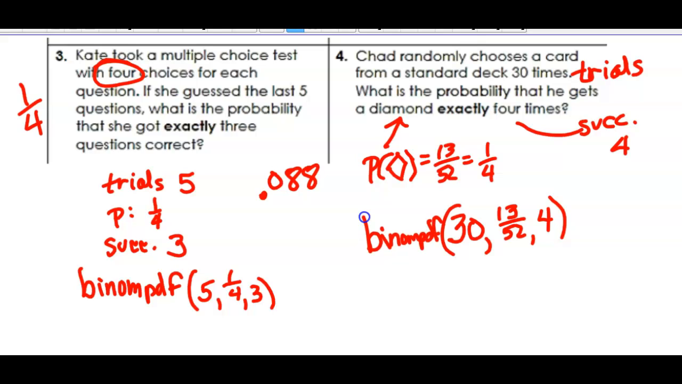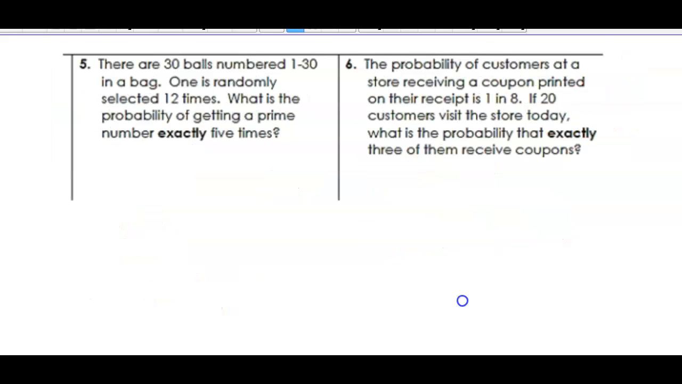All right, I'm just going to do it on my calculator here. So 13 out of 52, or 1/4, and 4. I got 0.0604. Well, I did 4 places that time, but okay.